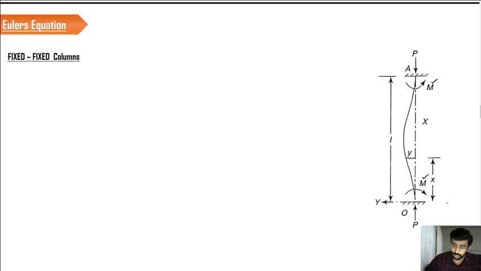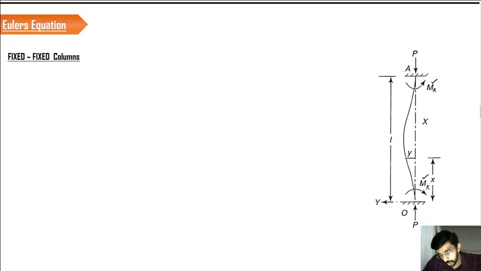The reason is that when we hinge a condition, it allows the moment to develop. But when we fix the end condition, we are restricting the moment also. When we restrict the moment, definitely there has to be a reaction, and that reaction is given here. Let us rewrite this as MR for simple words. MR is the reactional moment.